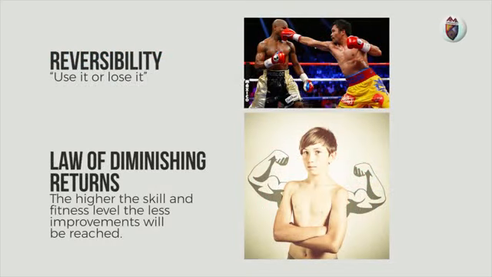The next two principles, just like the principles of variation and progression, are associated with each other. These principles have something to do with your improvements in exercise, and these are the principles of reversibility and the law of diminishing returns. What are these? How do they relate to your overall performance and adaptation in exercise?